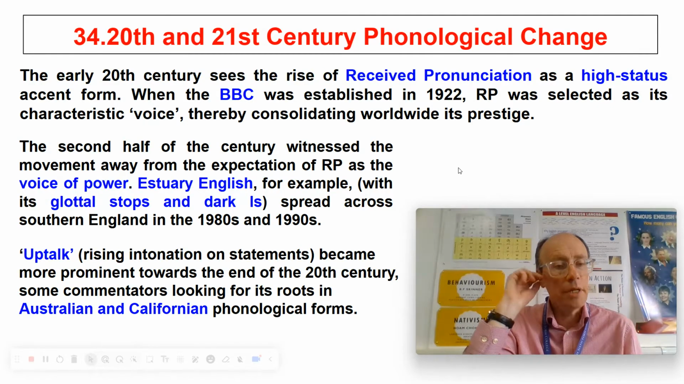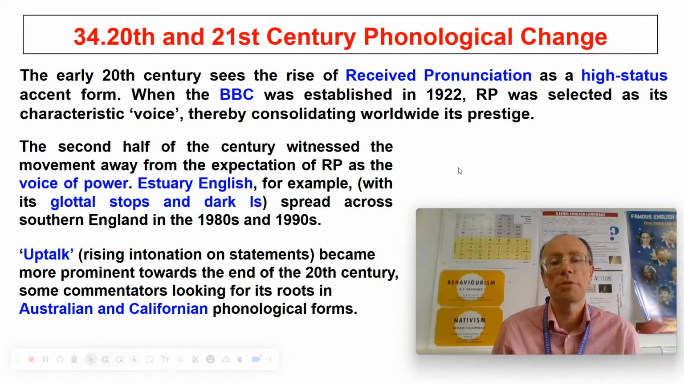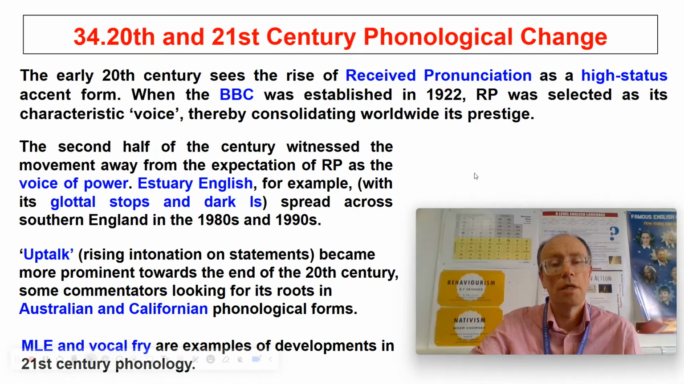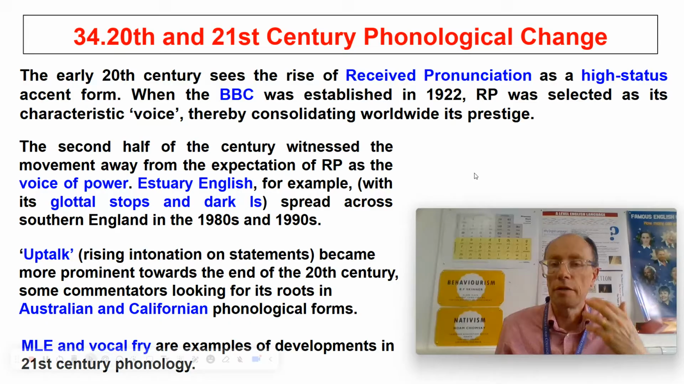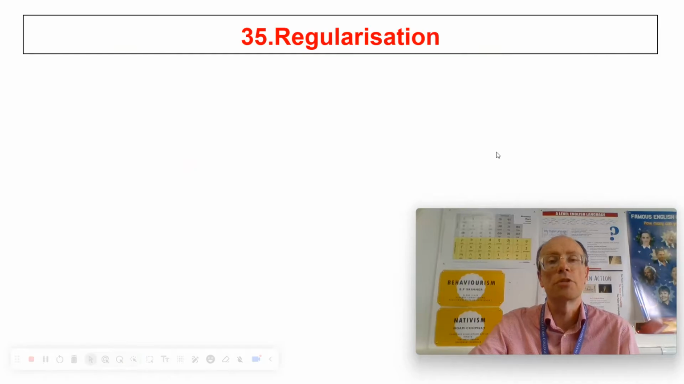And the other thing that's happening is rising intonation. This is sometimes called uptalk, and that became prominent towards the end of the 20th century. And where did it come from? Well, some commentators look for its roots in things like Australian soap operas and of course Californian phonological forms. And as we move into the 21st century, we've got other examples of phonological change. MLE, for example, which is very different from Cockney. And we've got vocal fry as well, that kind of croaky voice coming from the back of the mouth. So there's lots of change happening in terms of phonology.